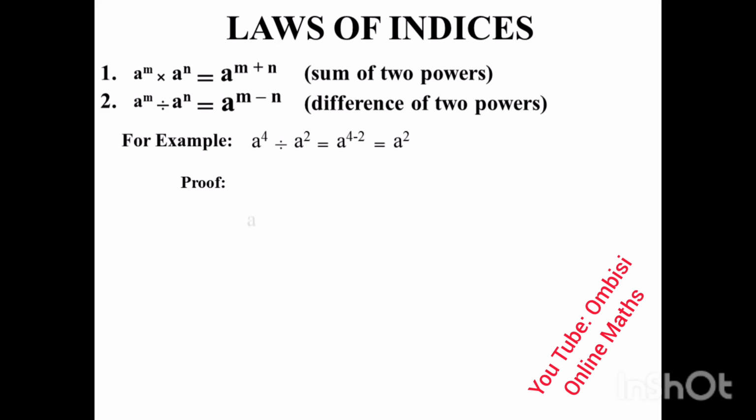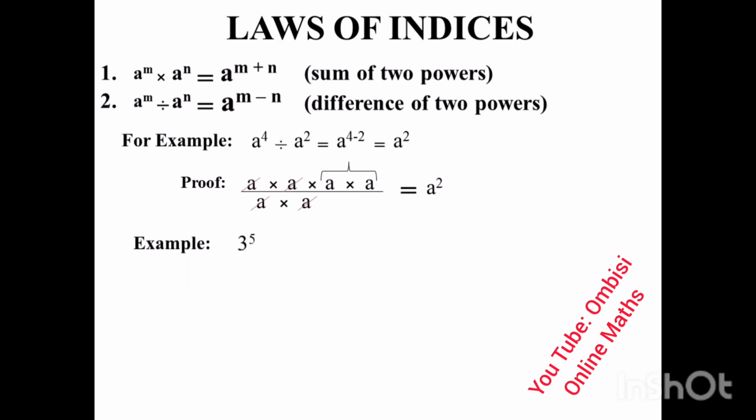We can look at the proof for this law, and we see that a multiplied by a multiplied by a multiplied by a, that is a raised to 4, and we divide by a multiplied by a. So in this case, the first a cancels with the first a, the second a cancels with the second a, so you can see we are remaining with two a's, and these translate to a raised to the power of 2.